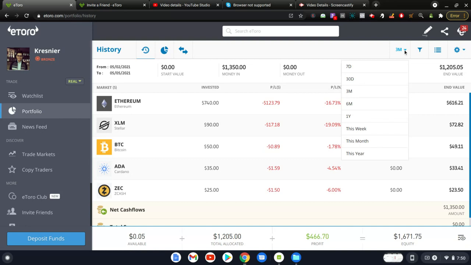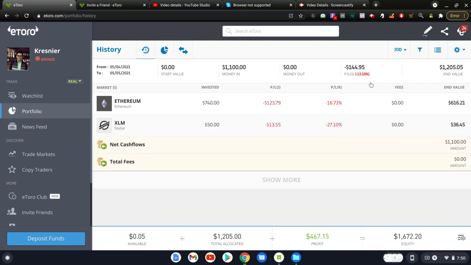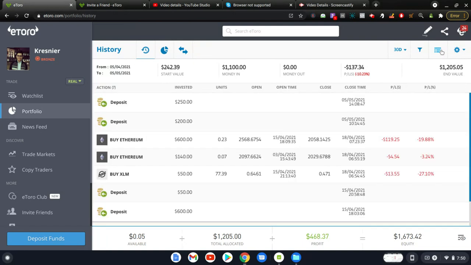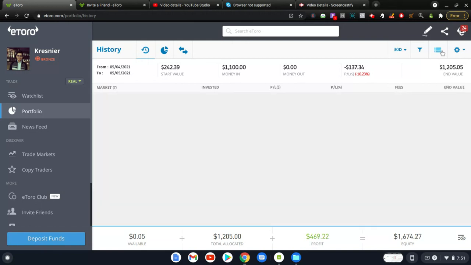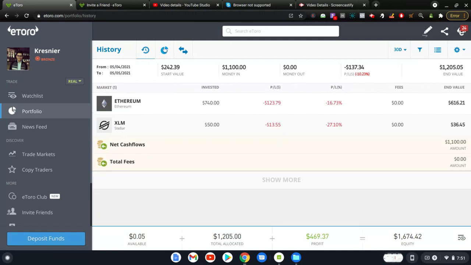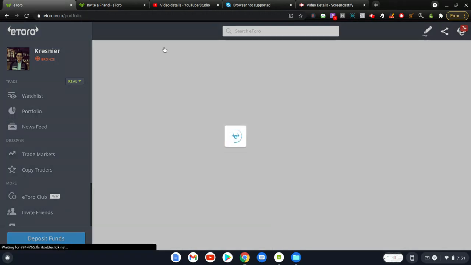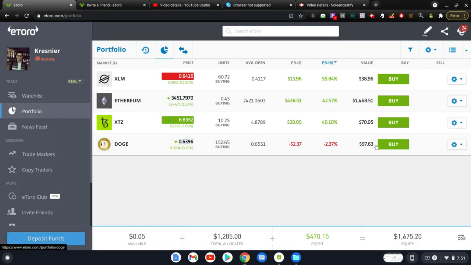So that's the 3-month view. My account is only 2 months old, but that's how you would get the big picture view of what went down on the account. You can see when you made your deposits. If somebody ever steals your account, if that were to happen. But yeah, that's how you can see the performance on the account throughout history.